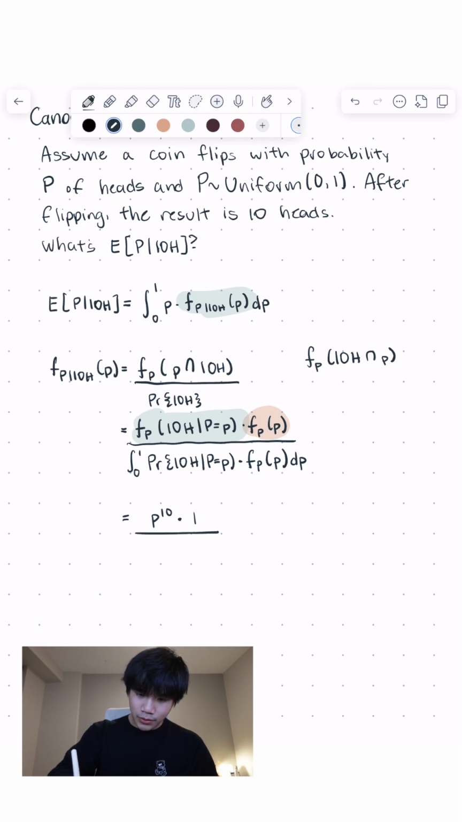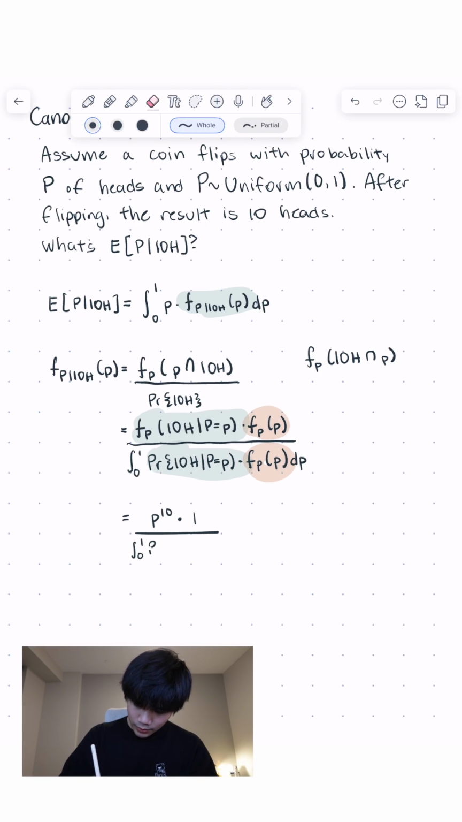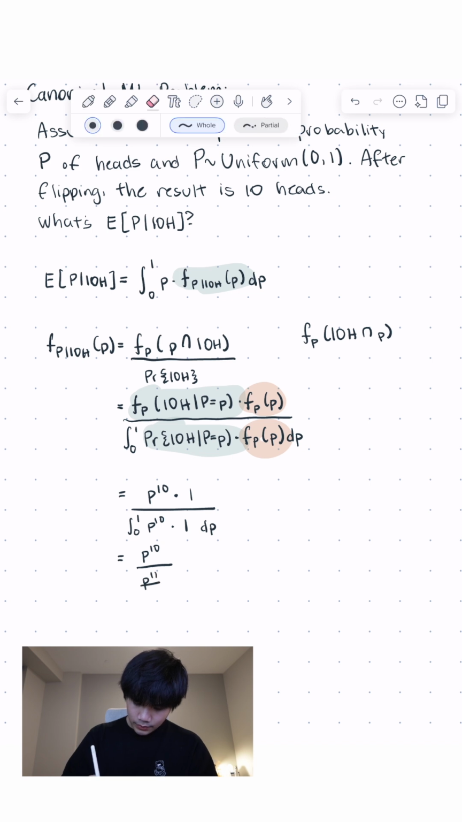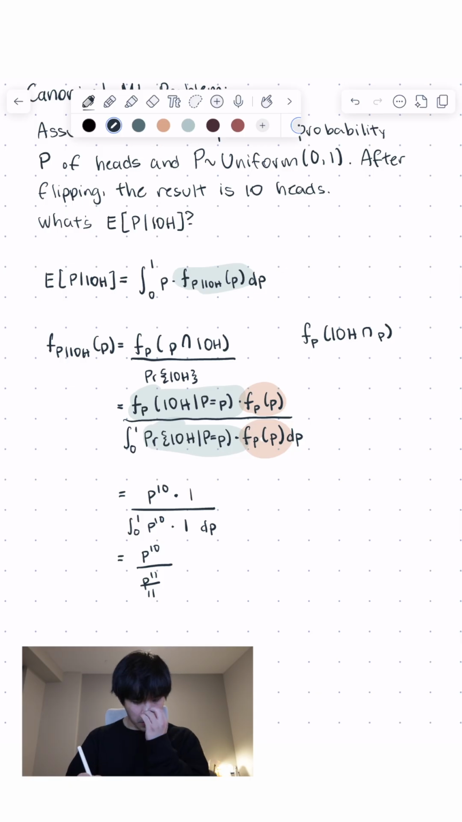So we got that here, and if you notice, these two terms are actually the same. The only difference is that there's an integral wrapped around the bottom one. So we can write that in here, times 1 with respect to p. And then after some simplifying, we get p to the 10th over p to the 11 over 11? Is that right? I think so. Evaluated from 0 to 1. So p to the 10 over 1 over 11, because that's just the way it is. That ends up being 11 p to the 10.